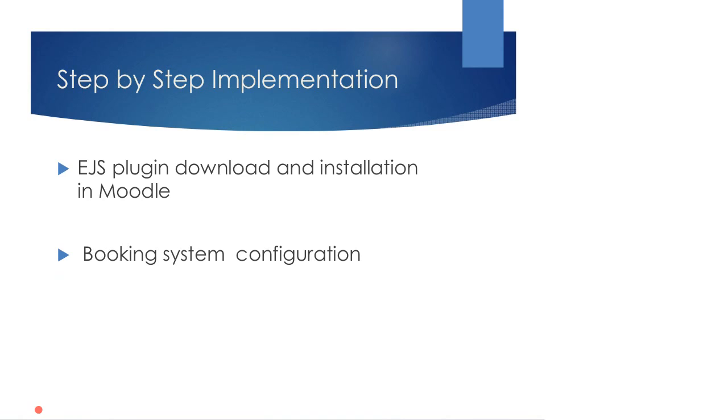So in the following slides, we are going to describe in detail the step-by-step installation of the EJS plugin in Moodle and the configuration of the booking system in the institutional Moodle campus. Afterwards, we will share some details of the experiences and their development. One is about light diffraction, and another one is related to mechanical resonance with the Kundt tube.